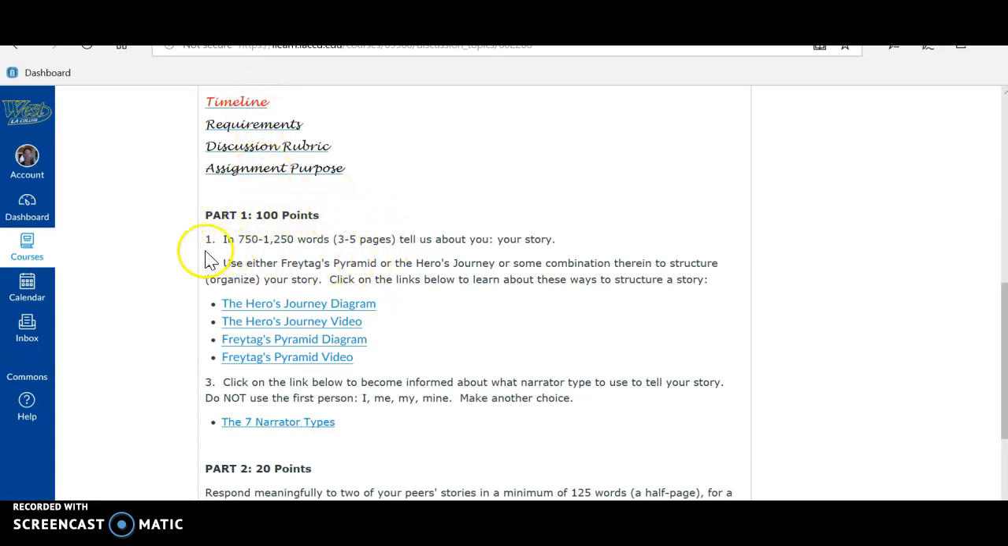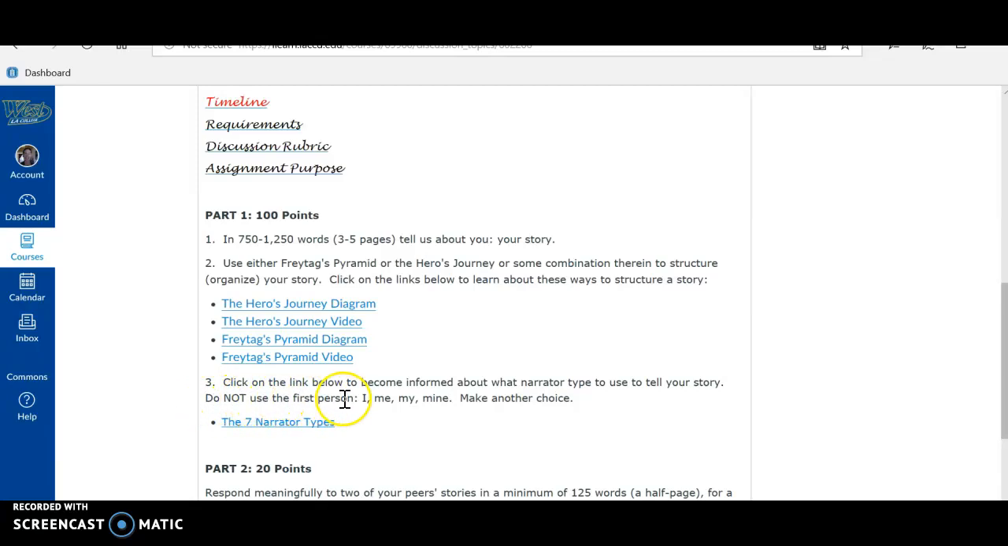Okay, so in part one, in 750 to 1,250 words, 3 to 5 pages, tell us about you, your story. Two, use either Freytag's pyramid or the hero's journey or some combination therein to structure, organize your story. Click on the links below to learn about these ways to structure a story. So we have these links right here. Three, click on the link below to become informed about what narrator type to use to tell your story.